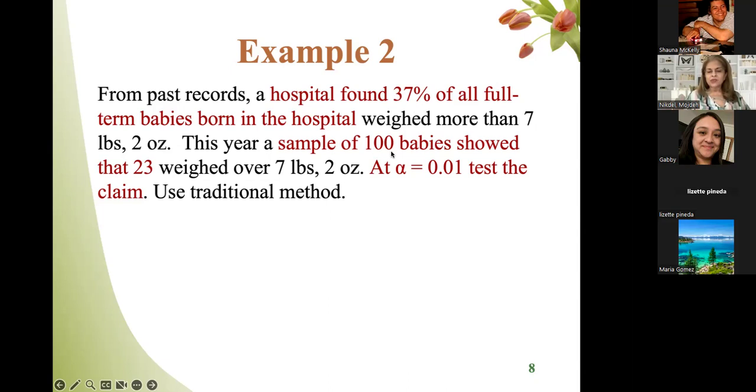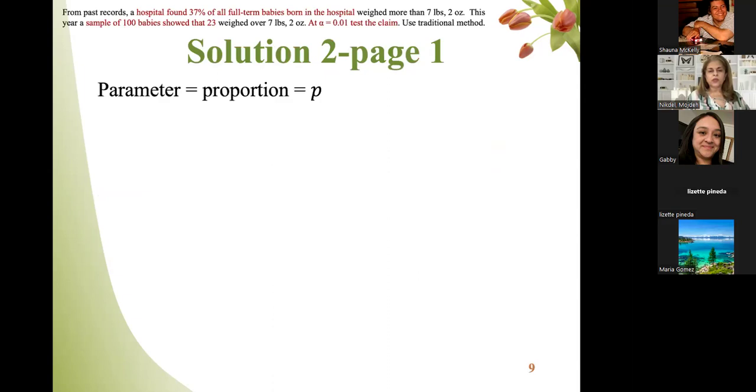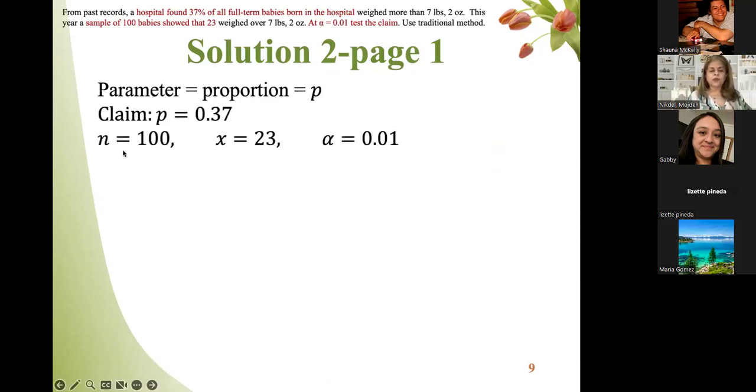The sample size is 100, X is 23, and alpha is 0.01. We are using the traditional method. Okay, parameter, proportion, P. Parameter is a population measure, so proportion, P. Claim: P equals 0.37. N is 100, X is 23, alpha is 0.01. Again, since we are dealing with proportion, we always use the z-test.